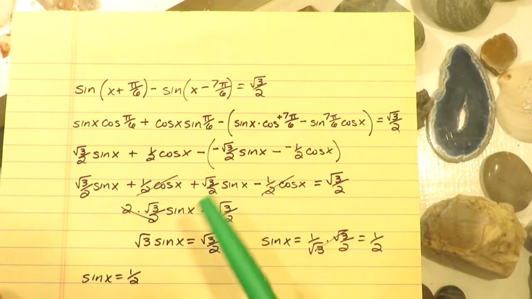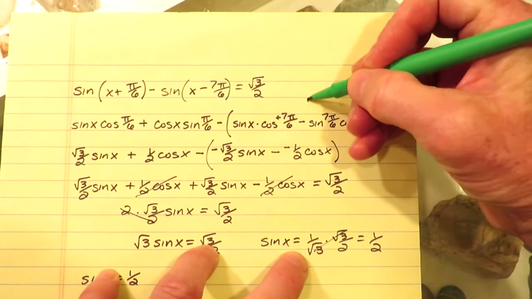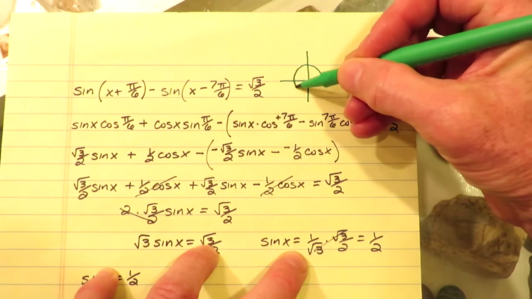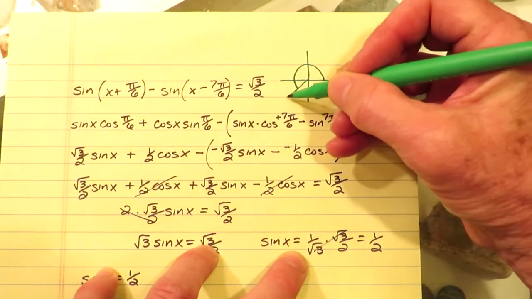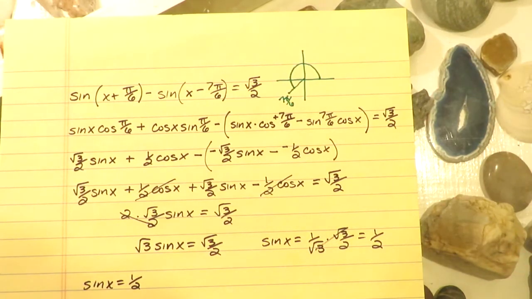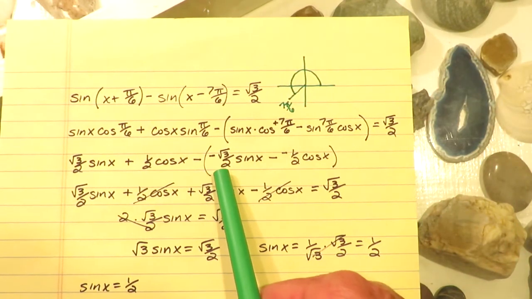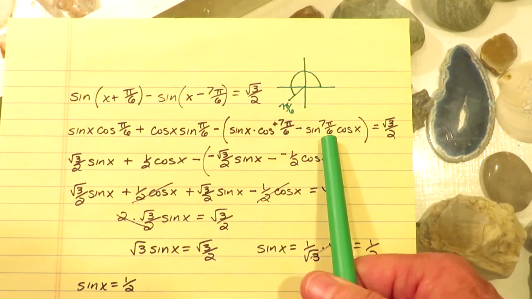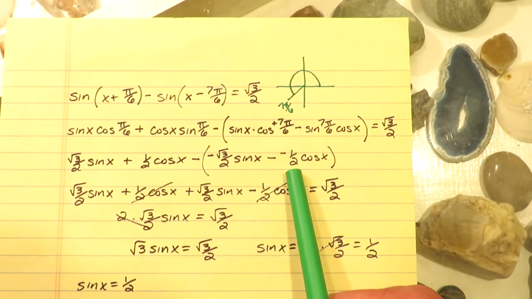Cosine of 7 pi over 6, now remember where 7 pi over 6 is. 7 pi over 6 is down in quadrant 3, and cosine is negative in quadrant 3. So cosine is negative square root of 3 over 2. Sine is also negative in quadrant 3, so sine is equal to negative 1/2.